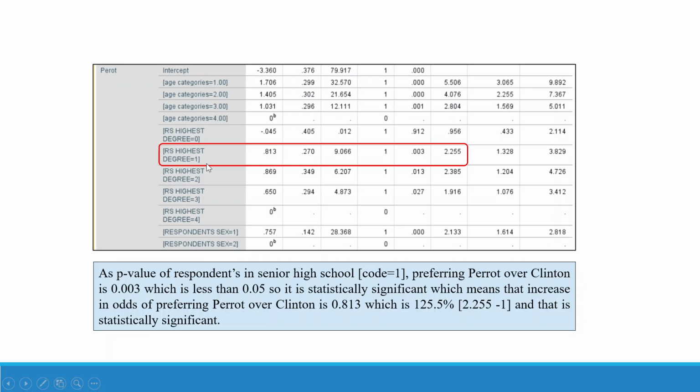Highest qualification, code 1. As a p-value of the respondents in senior high school, code 1, preferring Parrot over Clinton is 0.003, which is less than 0.05. So it is statistically significant, which means that the increase in odds of preferring Parrot over Clinton is 0.813, which is 125.5 percentage. So 2.255 minus 1, and that is statistically significant.